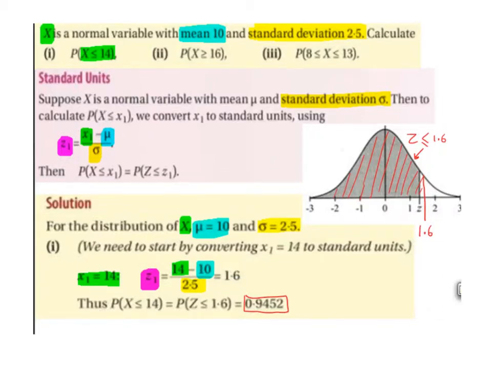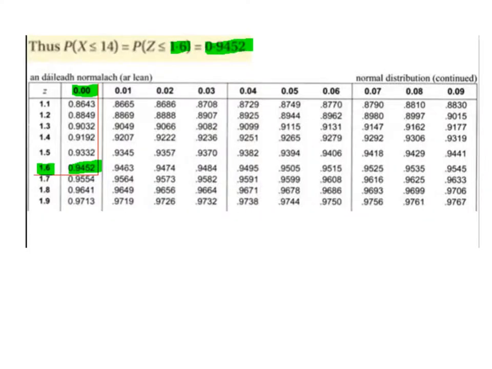So what we're going to do is draw out our curve, and if this is 1 and this is 2, then this is approximately 1.6. We're interested where z is less than or equal to 1.6, so we're interested in the area to the left of that. Going to our tables, the probability that z is less than or equal to 1.6 is 0.9452, and this is the same thing as the probability that x is less than or equal to 14. This is where we got it from our tables, 1.6 and 0.00. We get 0.9452.